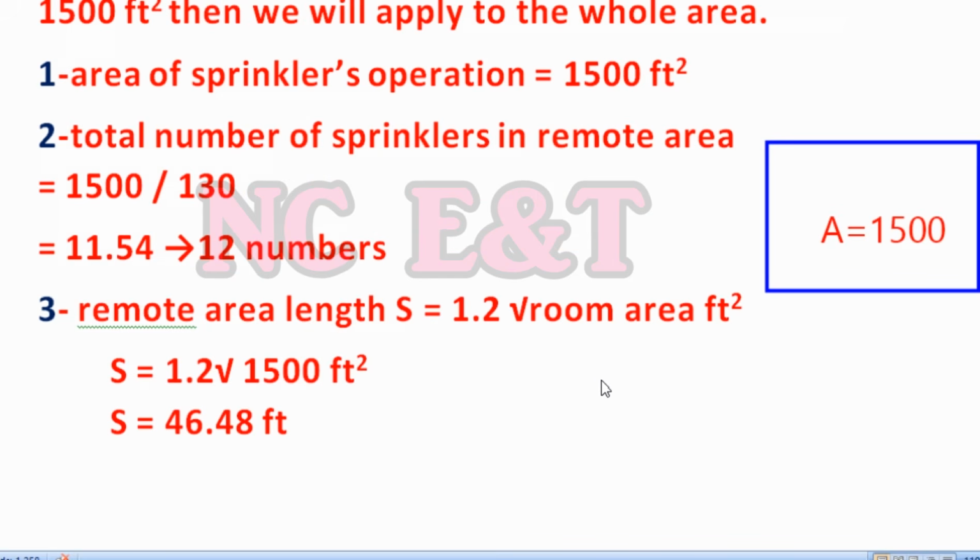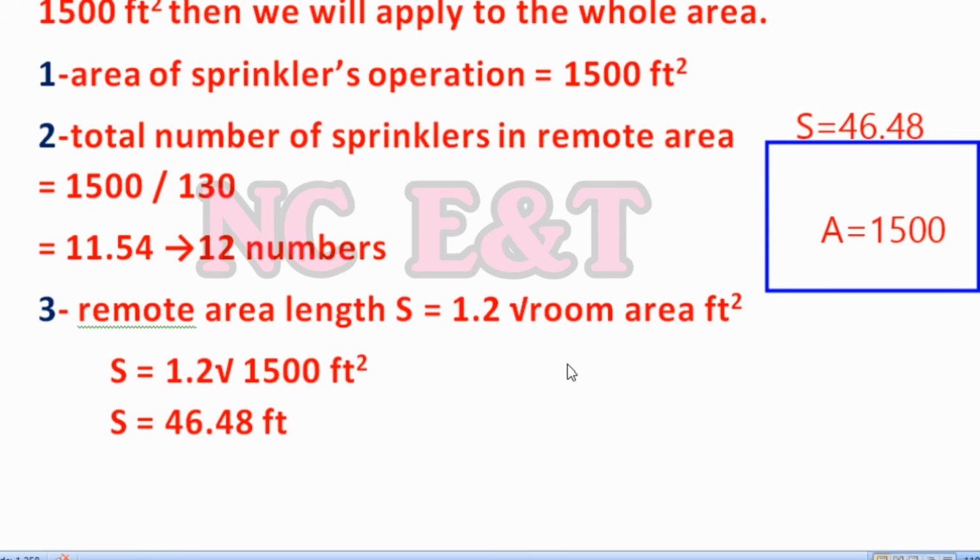Now we'll make the calculation for the length of the remote area. We have one formula for calculation of the remote area: S is equal to 1.2 times the square root of the area. When we apply the area value of 1500 square feet, we get the length of the remote area equal to 46.48 feet.